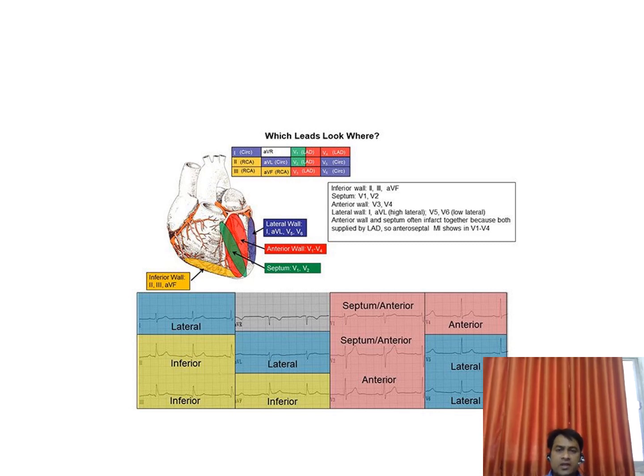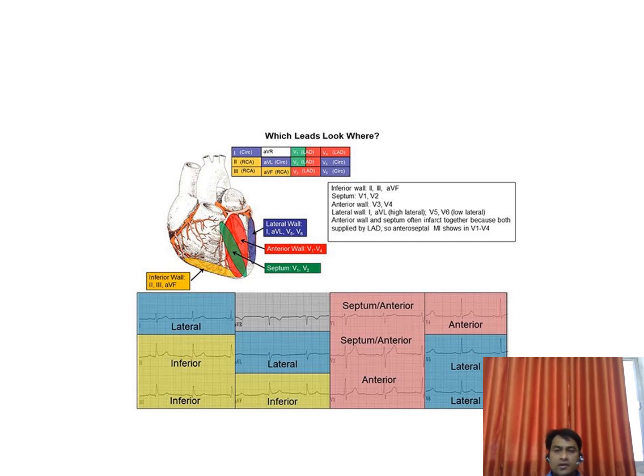So which leads look where? Okay, inferior wall: lead 2, lead 3, AVF. Interventricular septum: leads V1, V2. Anterior wall: V3, V4. Lateral wall: lead 1, AVL and V5, V6.